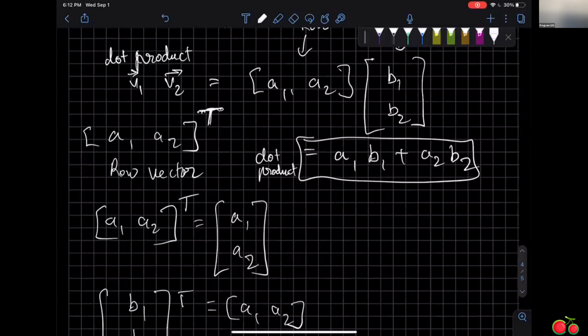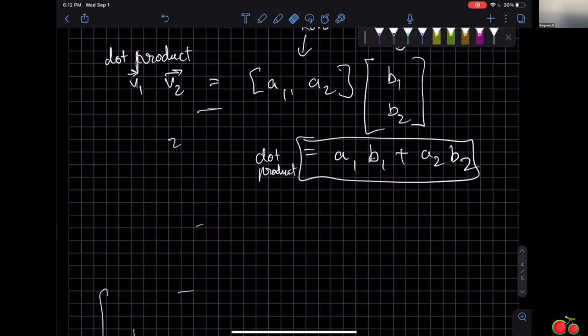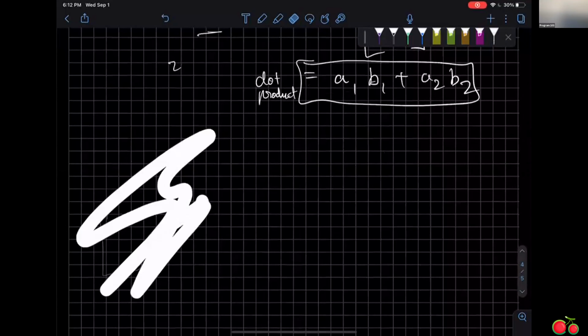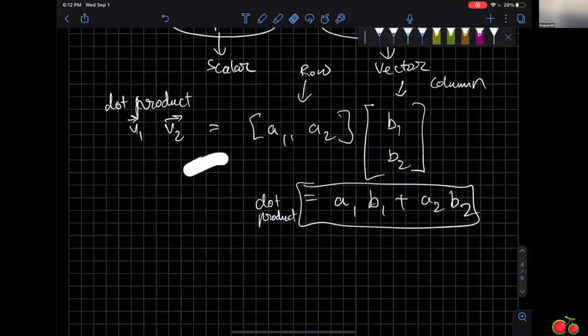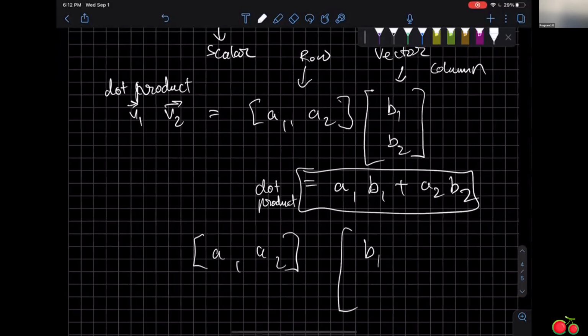Okay. So the other thing is, you can multiply a row vector with a row vector, or a column vector with a column vector, but that's not how a dot product works. For a dot product, you must have a row vector multiplied with a column vector.